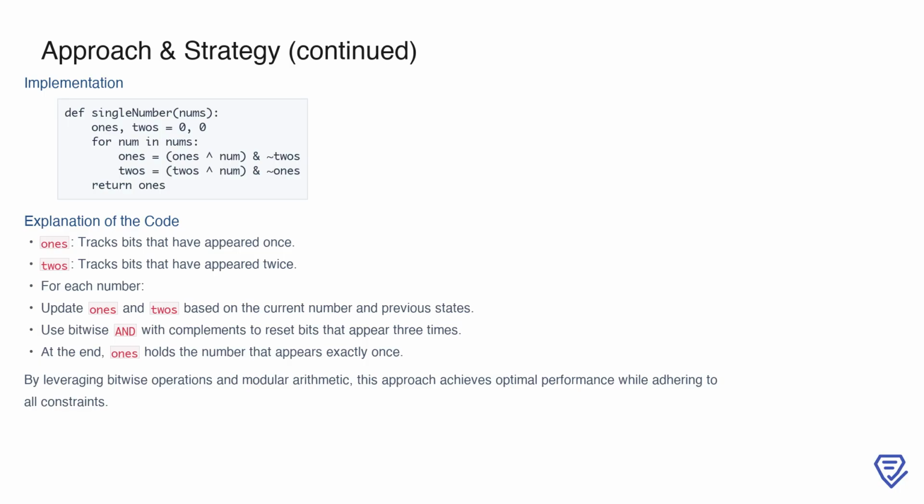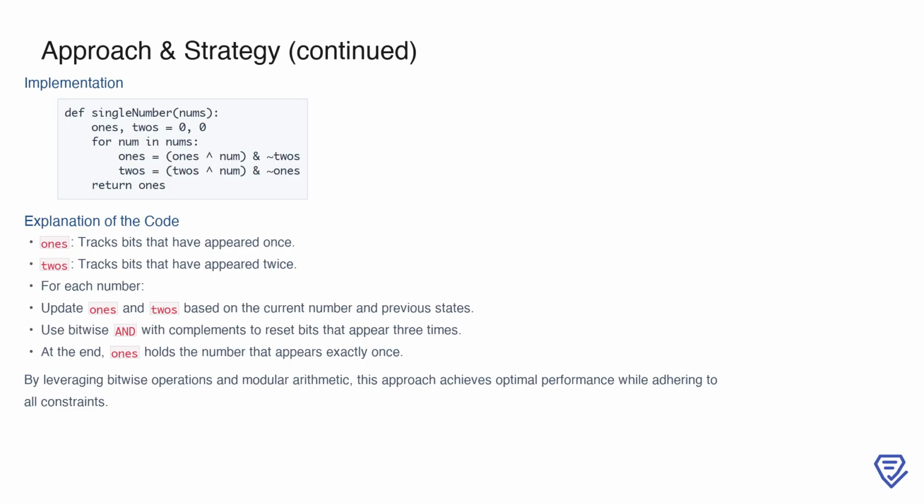The function single number initializes 2 variables, 1s and 2s, both set to 0. These variables track the bits that have appeared once and twice, respectively. For each number in the input array, we update 1s and 2s using bitwise operations. Specifically, the XOR operation adds the current number's bits to the respective mask, while the AND operation with the complement ensures that bits appearing 3 times are cleared.